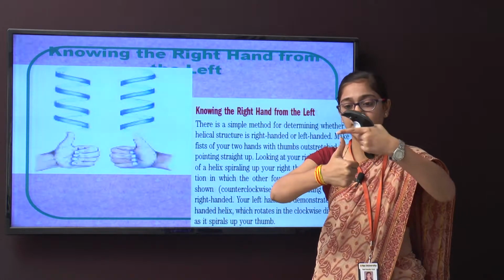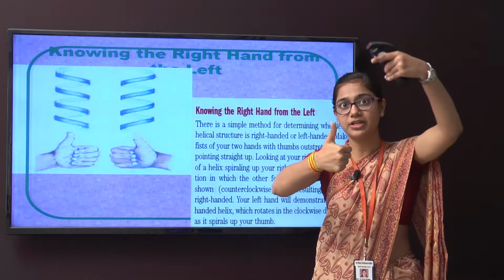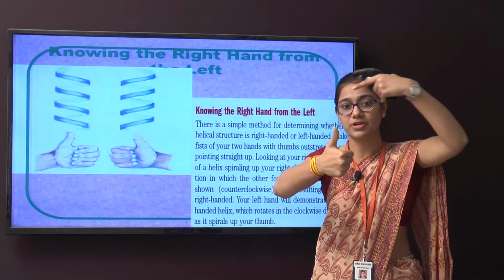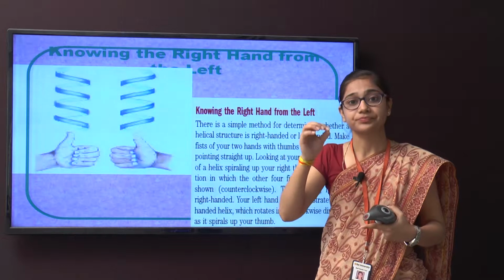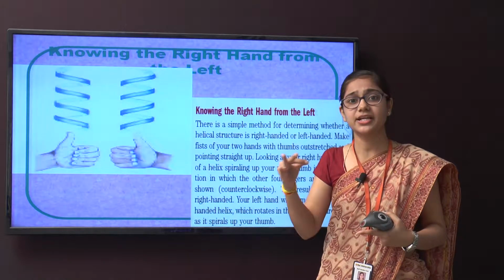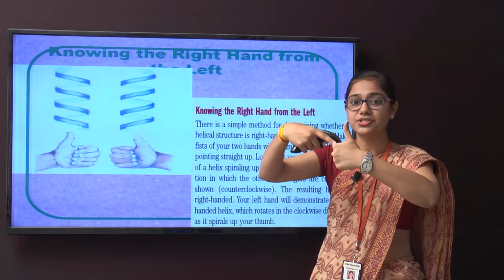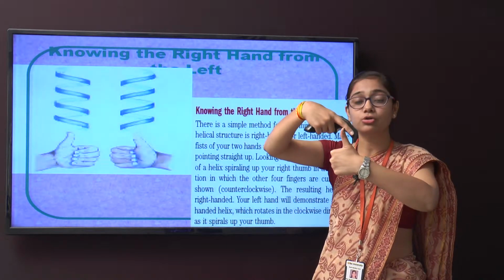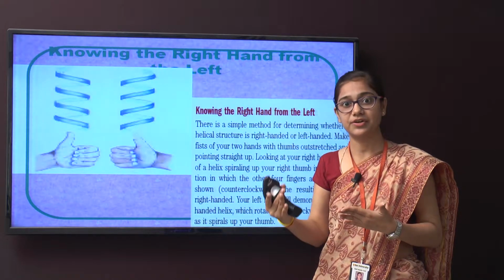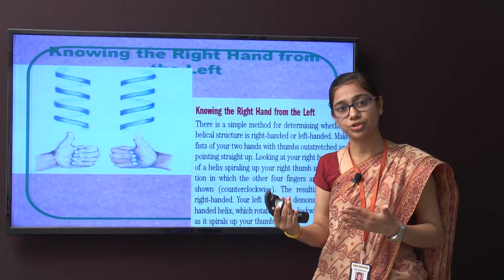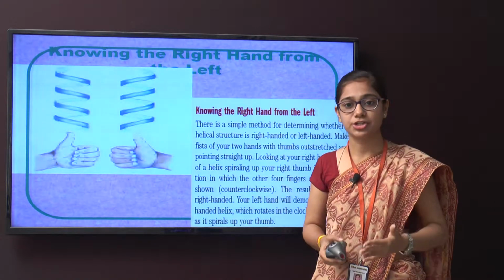So this is your alpha helix, and my fingers go in the counterclockwise direction. You can see the figure here, and this side is an alpha helix that is counterclockwise. And this is my left hand, and my fingers are curled in the clockwise direction. So the right-handed alpha helix is counterclockwise, and the left-handed one is clockwise.